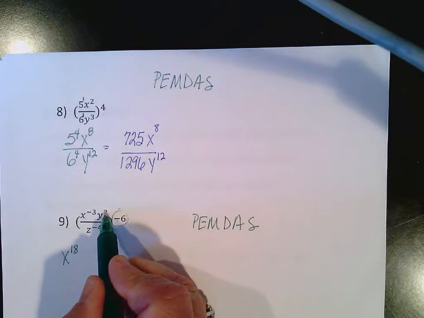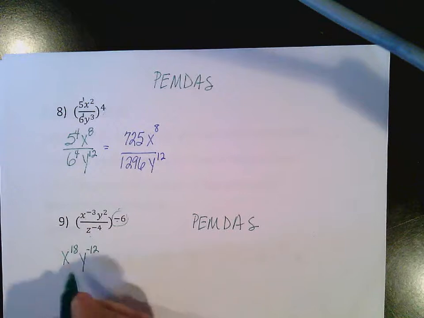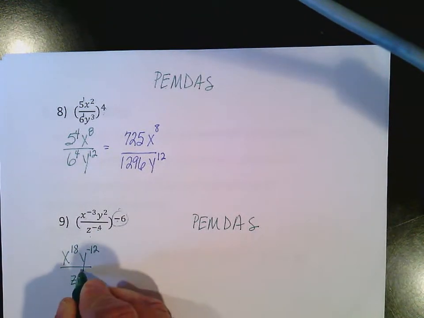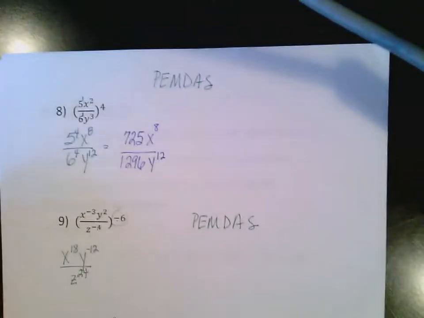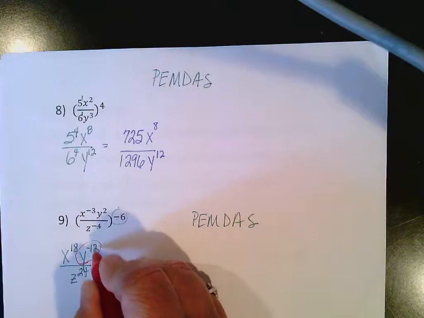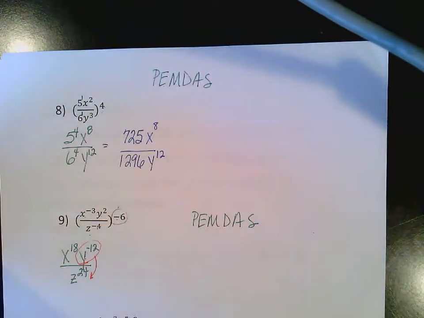Y to the 2nd to the -6th is y to the -12th. And on the bottom, z to the -4th to the -6th is z to the positive 24th. Now I only have one negative to worry about. That's the y to the -12th. And because that's a negative exponent only for that variable, I'm going to move that to the other level. Everything else is going to stay put.